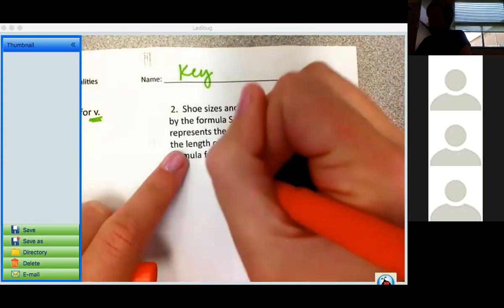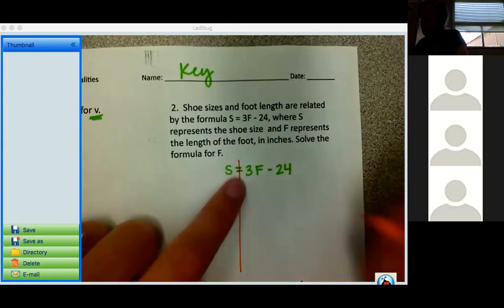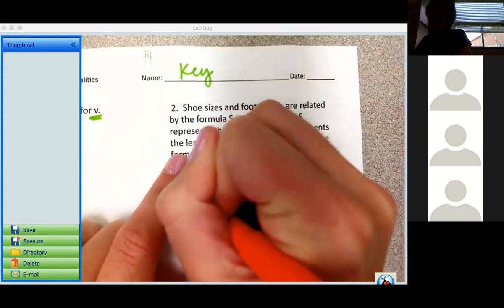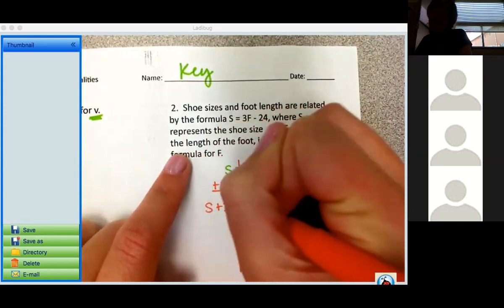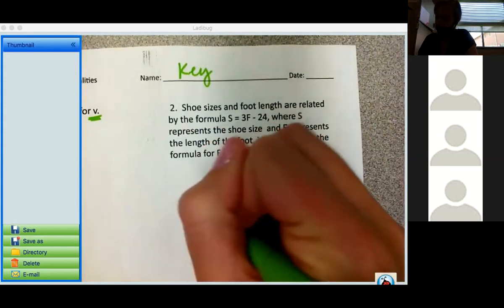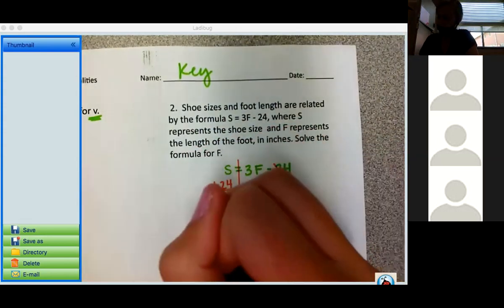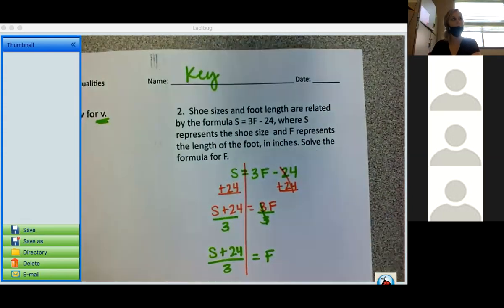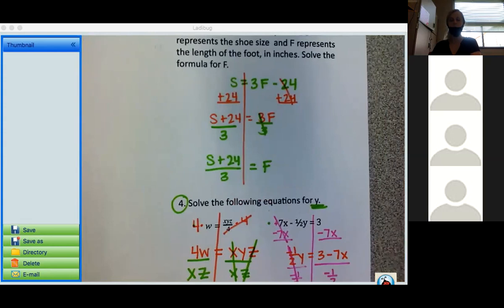I grabbed the wrong color. Let's see. We're solving for F. Add 24. S plus 24 equals 3F. I'm like racing. So did y'all get S plus 24 all over 3 equals F? Yeah. Oh, okay. Now, did anybody try to simplify this? Yeah. 18.9 seconds. I can be faster next time. I got you on the next one.